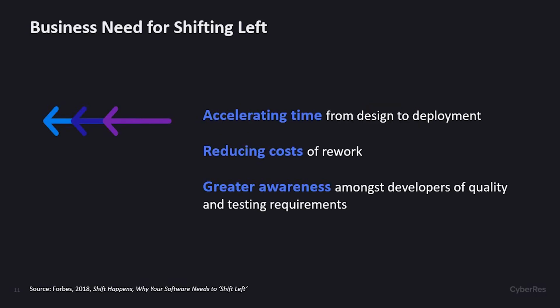The business need for shifting left. Number one, accelerating time from design to deployment as work is done in parallel and handoffs between functions are minimized. Reducing costs of rework is another benefit since problems are identified and fixed earlier. And also, there's a greater awareness amongst developers of the quality and testing requirements of the organization. There's a continued need for organizations to shift their security testing left.